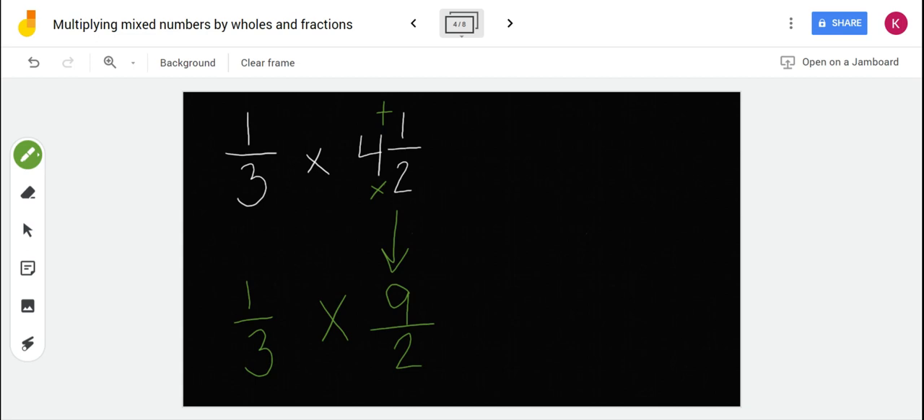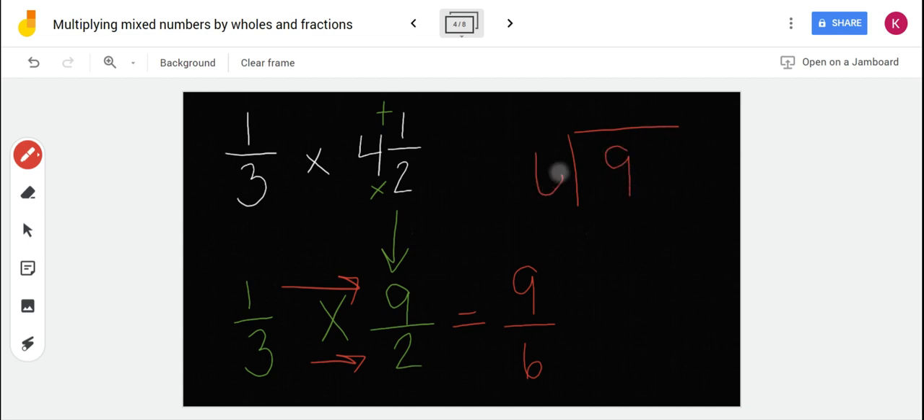But instead, now I multiply straight across, because now I have my 2 fractions, and I know that 1 times 9 is 9, and 3 times 2 is 6. Well, 9 over 6 can't be right, because that's improper. So let's change it from improper to a mixed number.